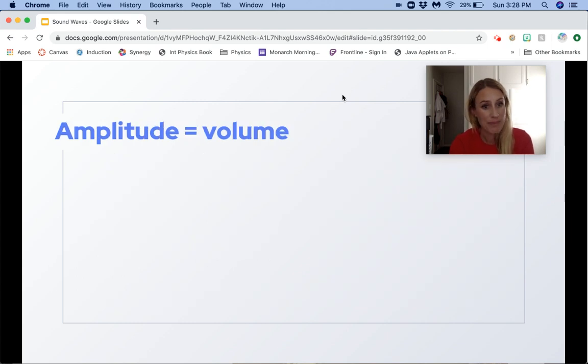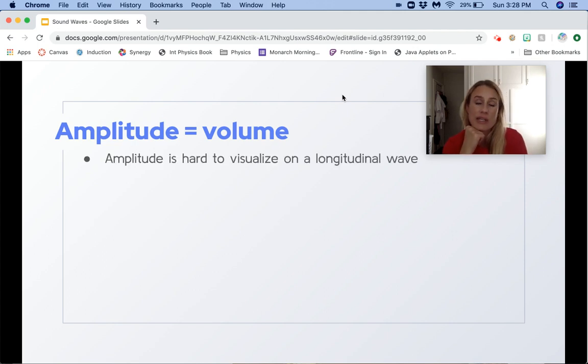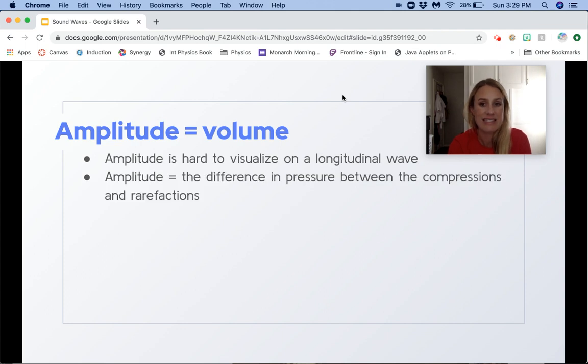Now, the amplitude of that wave, the sound wave, is going to be equal to the volume of that sound wave. So is it quiet or is it loud? Now, amplitude is really hard to visualize on a longitudinal wave. Really what it is, it's the difference between the compressions and the rarefactions, the difference in pressure. So again, it's really hard to draw.